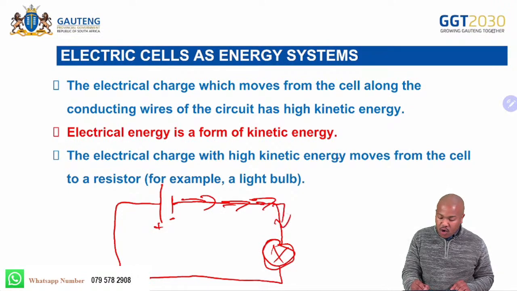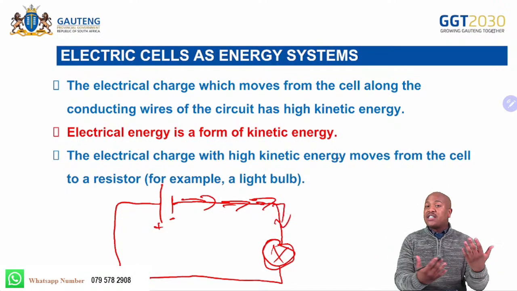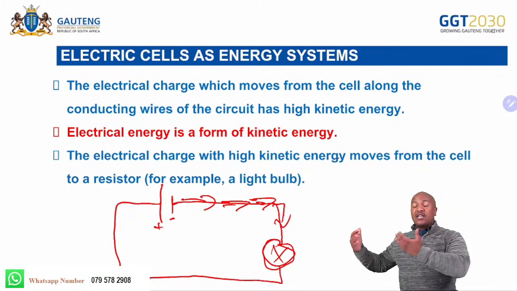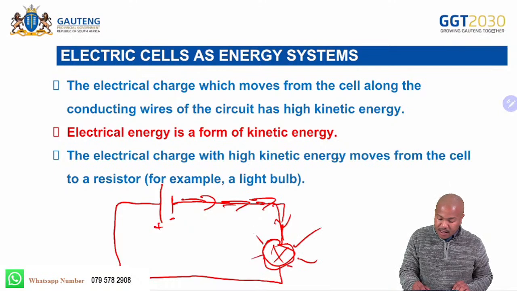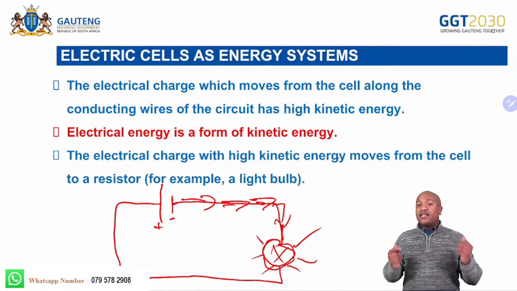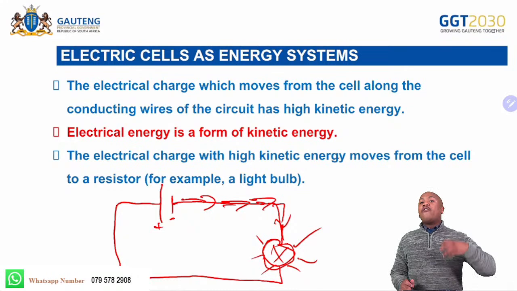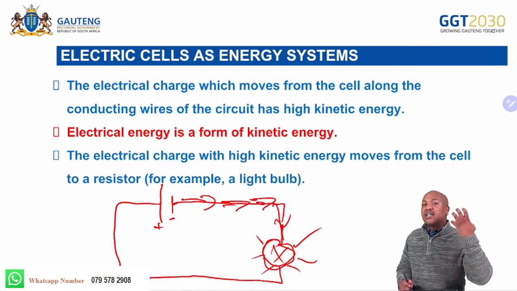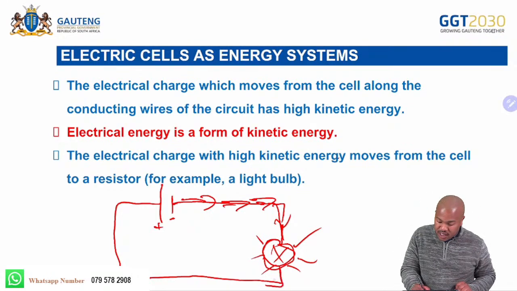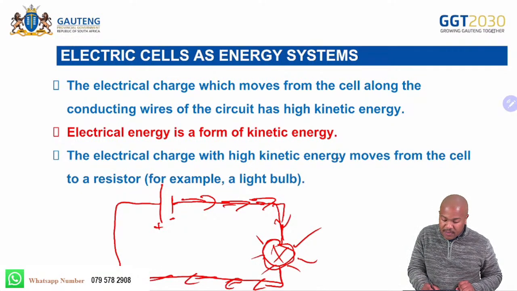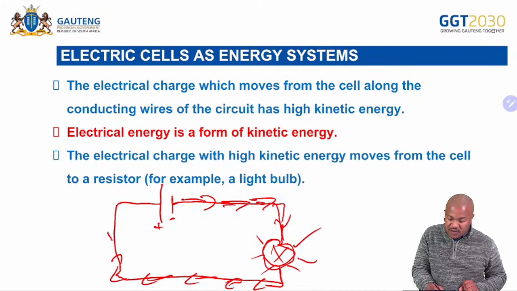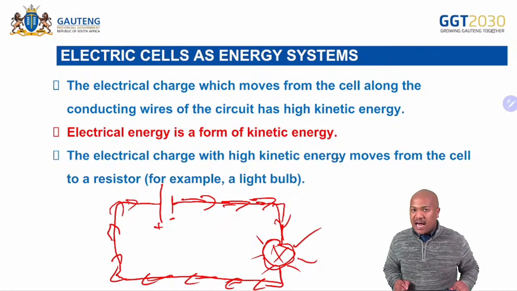That potential energy, which is now converted into electrical energy, is used by this light bulb, and this light bulb becomes lit because of the kinetic energy it receives, right? Remember that they move from the negative terminal to the positive terminal. We're going to explain this further in the next slide.